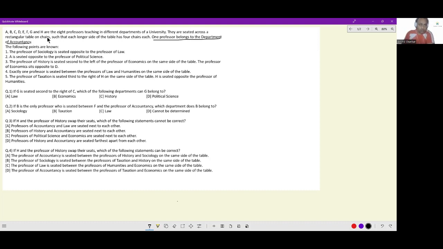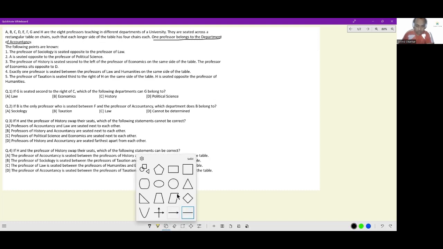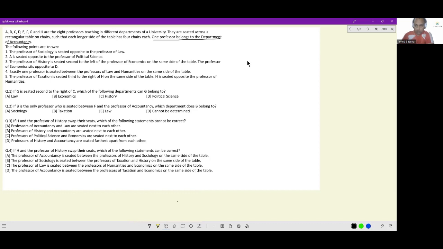The first thing we are now told is they're seated on a rectangular table. So let's see, a rectangular table, something of this nature. They are seated like this. Now, there are 4 seats on either side. So 1, 2, 3, and 4. 1, 2, 3, and 4. There is one professor from the Department of Accountancy.